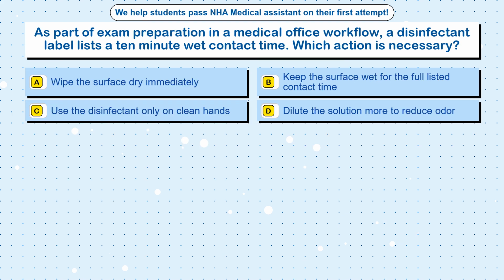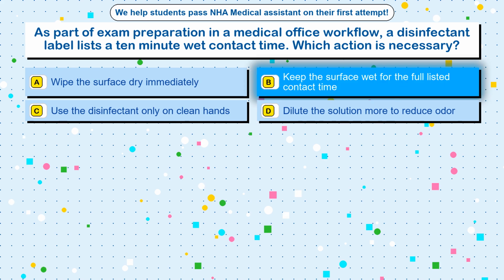Question 26. As part of exam preparation in a medical office workflow, a disinfectant label lists a 10-minute wet contact time. Which action is necessary? Option A. Wipe the surface dry immediately. Option B. Keep the surface wet for the full listed contact time. Option C. Use the disinfectant only on clean hands. Option D. Dilute the solution more to reduce odor. The correct answer is option B.